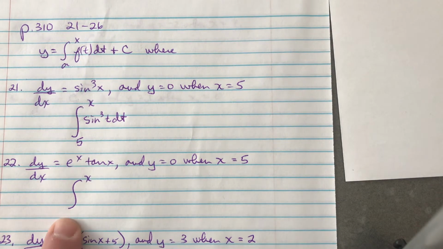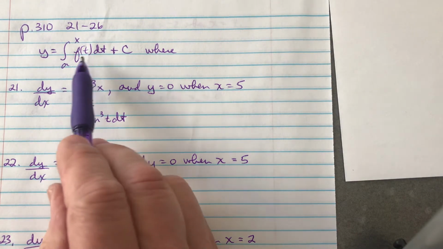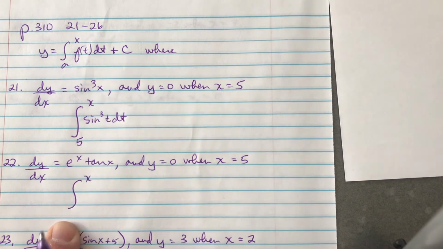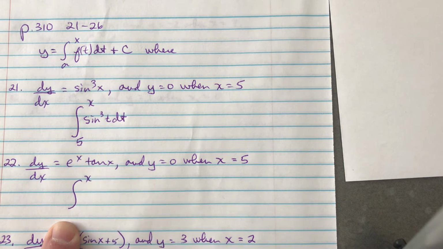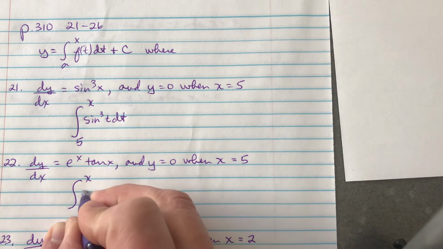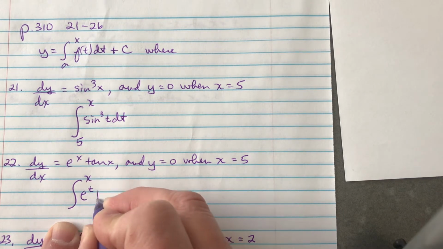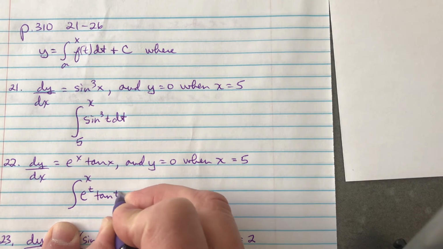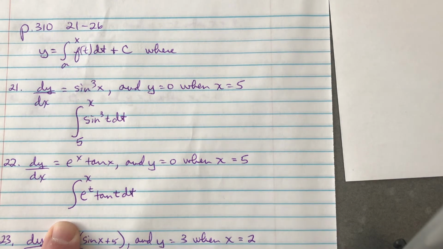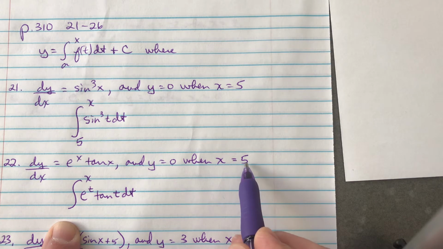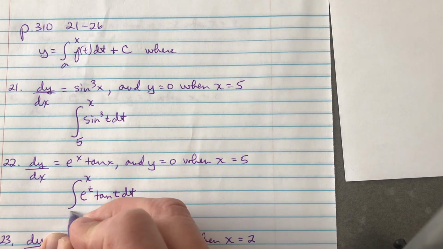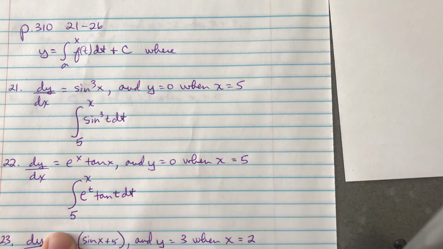For 22, we want a function in this form so that when we take its derivative, we get e to the x tangent of x. So that would be e to the t tangent of t dt. And we want y to be 0 when x is 5. So that would be from 5 to x.